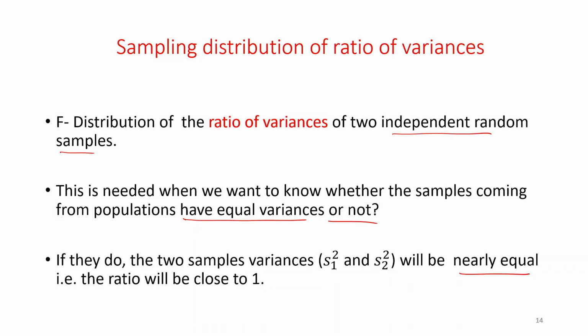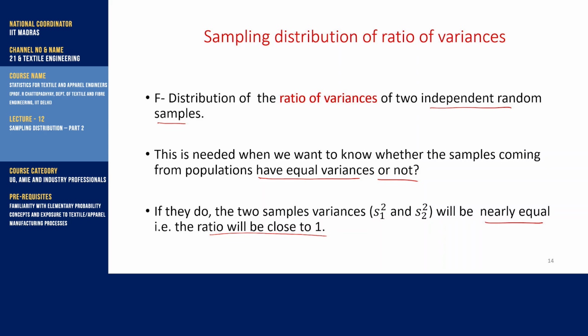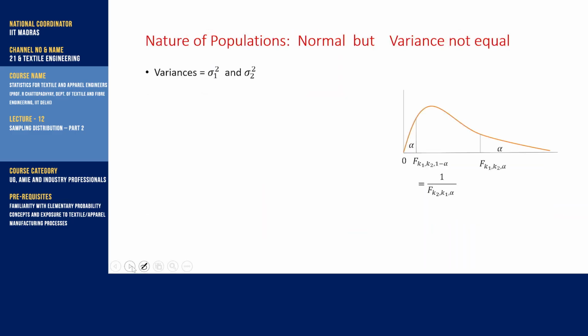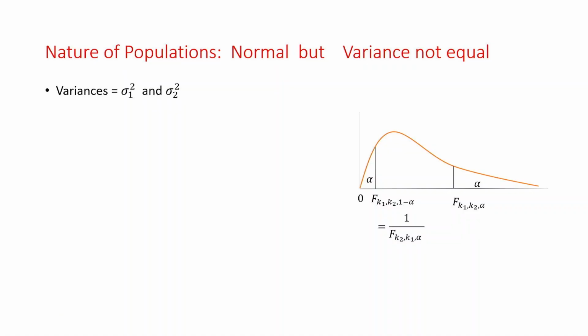And the ratio will be close to 1. If the variances are very close to each other, then their ratio will be close to 1. Otherwise, the ratio is going to be more. Now, the situation is that the population is normal and the variances are not equal.